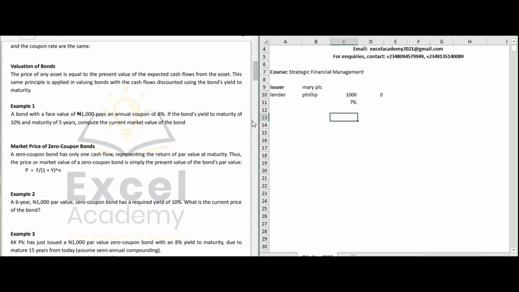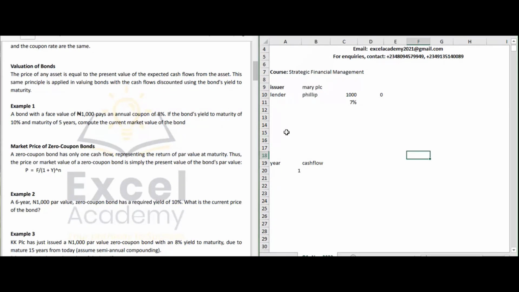Now, remember we said to find the value of something, you look at all the cash flow, right? Now that cash flow, just take it like that. You must find the present value. So ideally what we are doing is trying to find the present value. So for this particular bond, in year 1, what will happen? There will be a cash flow. A cash flow of the interest. Or let's find the interest.